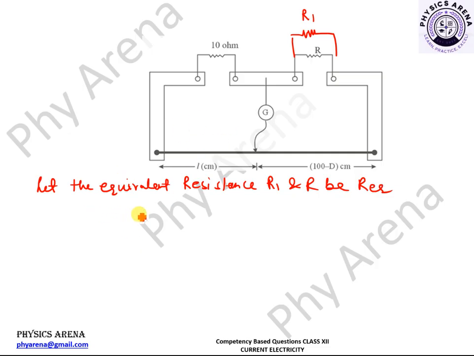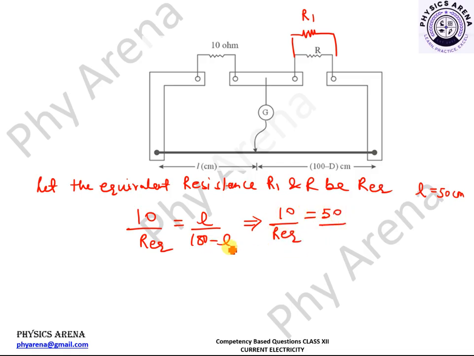Applying the formula for the meter bridge, we know 10 by R equivalent will be equal to L upon 100 minus L. And in this case, L is equal to 50 centimeter, that is the midpoint of the meter bridge. So this implies 10 upon R equivalent will be equal to 50 upon 100 minus 50, which is 50. That will be equal to 1. This implies R equivalent will be equal to 10 ohm. So the combination of R1 and R in parallel gives us 10 ohm.